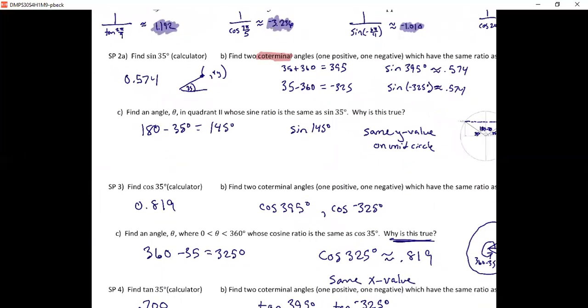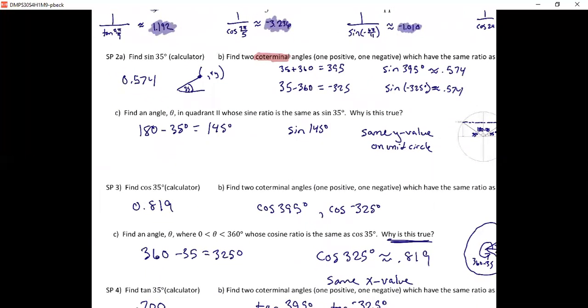So next set of problems, what we're looking at is find the sine of 35 degrees. Using the calculator, we find the sine of 35 degrees, which is 0.574. Now that 35 degrees, remember, is the y value because we're looking at sine. This is the y value on the unit circle.